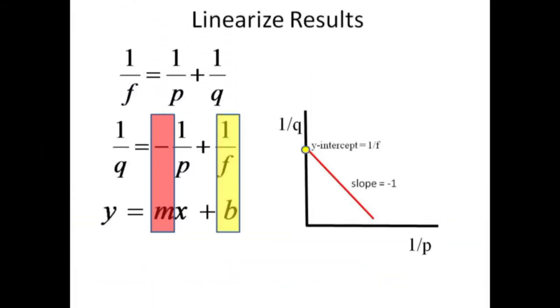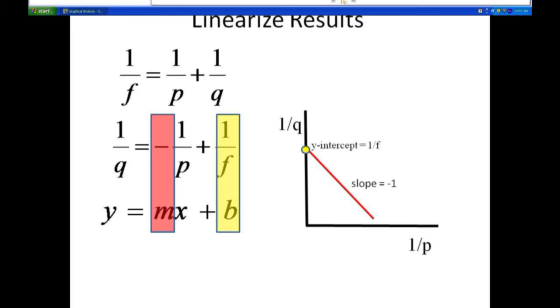If we rearrange the lens equation, solving for the inverse of q in terms of the inverse of p and the inverse of f, gives 1 over q equals minus 1 over p plus 1 over f. This represents a straight line when we consider 1 over q as y and 1 over p as x. The slope should be negative 1, and the y-intercept is the inverse of f.